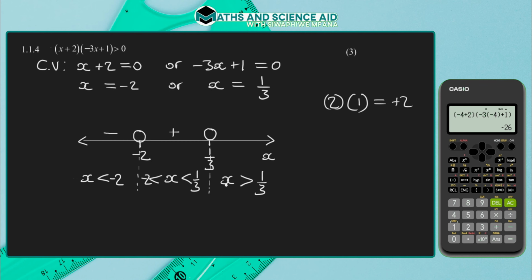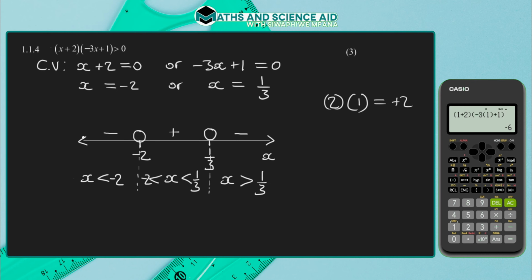And now lastly, we need to take a value of x that is greater than 1/3. For this one, let's just take 1, because 1 is greater than 1/3. So we have (1 plus 2) multiplied by (-3 multiplied by 1 plus 1). This gives us a negative number. So we write a negative here.